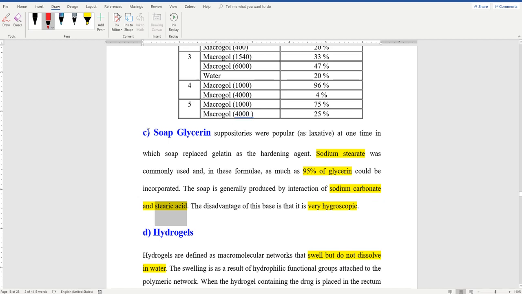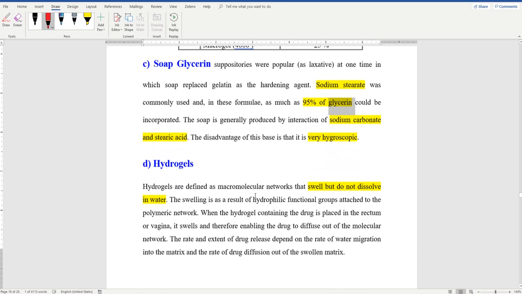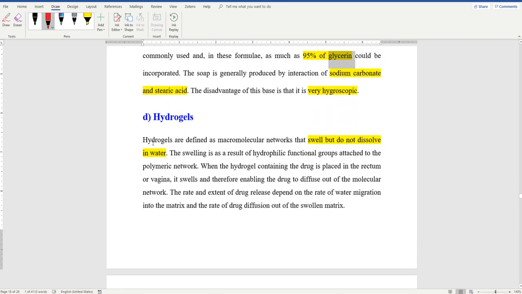But what is this used for? What drugs do we put in? We don't put any drug. Soap glycerine itself was used as a laxative. Why? Because it contains glycerine. And glycerine, what does glycerine do? As we said, it has an osmotic effect, other than irritation as well, and this will cause evacuation of the bowel.